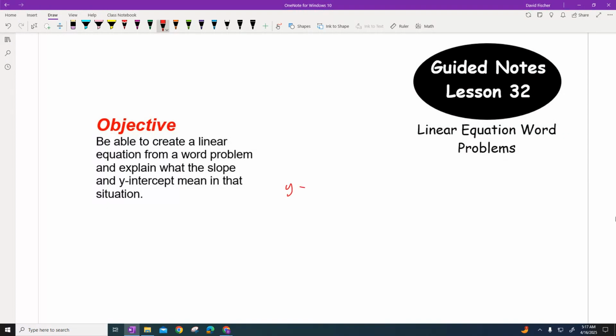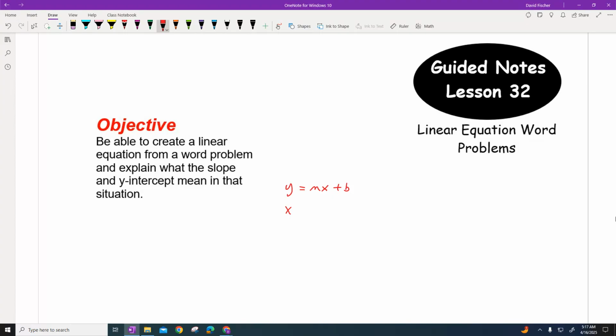We talked about y equals mx plus b, slope-intercept form. And a lot of times our equations can be written this way, y equals mx plus b form. And then we can solve them. And the other one that we're going to cover today is called standard form.